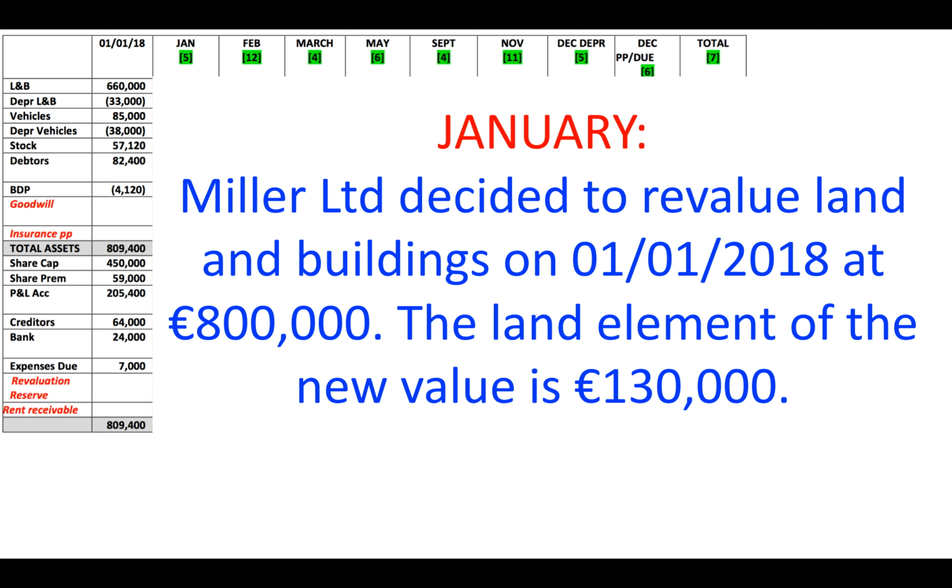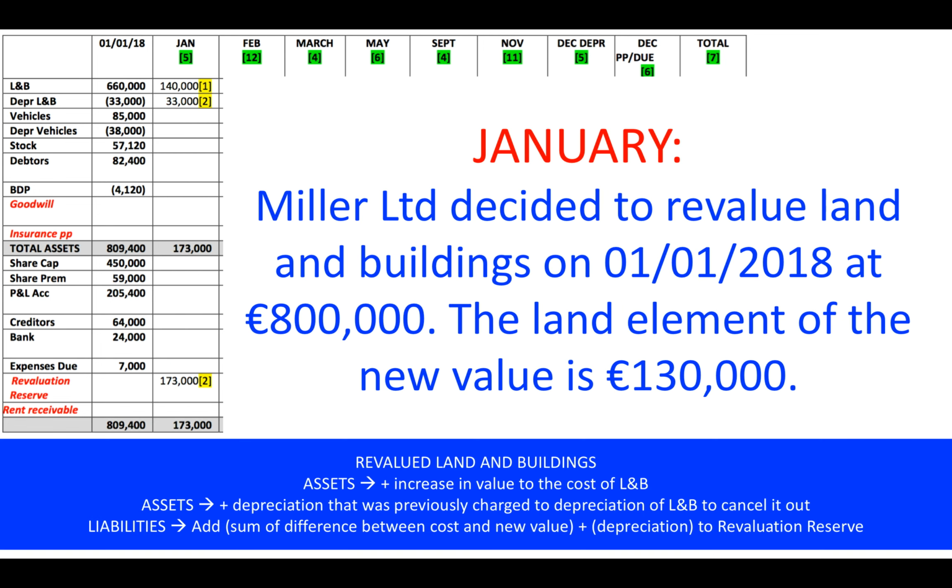The land element of the new value is €130,000. Now, I've already asked you to underline that last sentence, the land element of the new value is 130, and draw a line down to December for when you're doing your depreciation. Now, so land and buildings then, 660 plus 140 is 800,000.